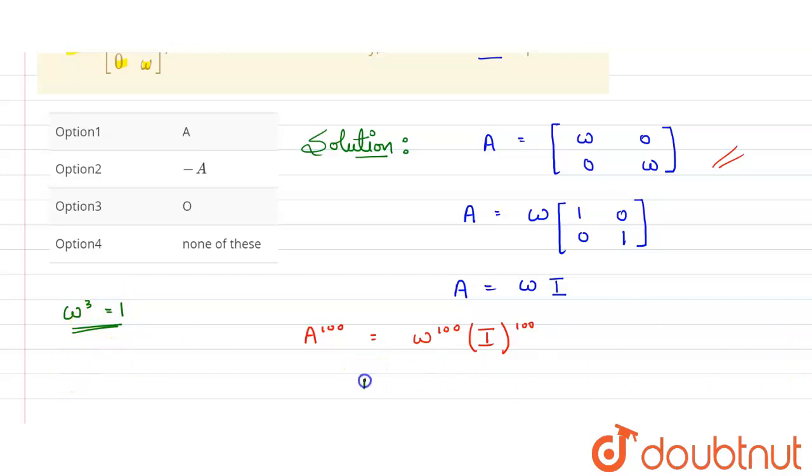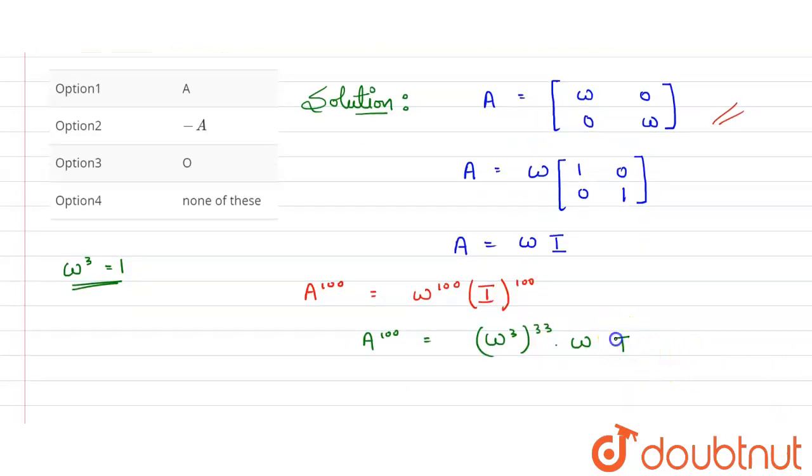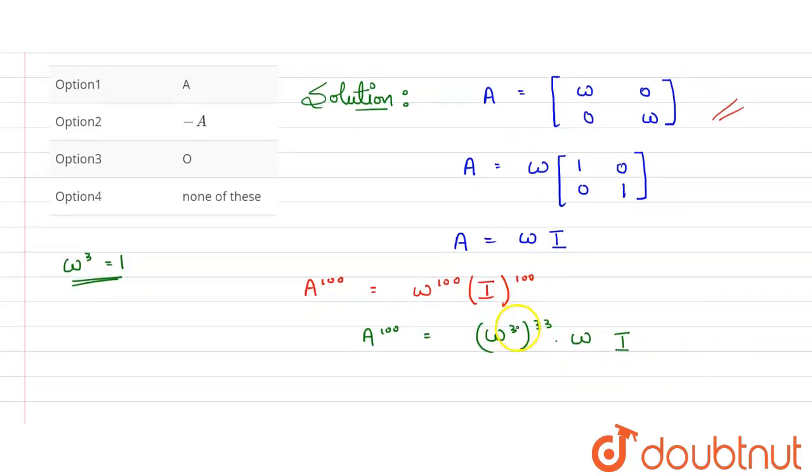So let's write this here. A raised to power 100 can be written as omega raised to power 3 times 33, and we need to multiply one more omega to make it 100. And identity matrix raised to power 100 is I itself. Look here, 3 multiplied by 33 is 99, plus 1 makes 100. All the thing is same. So it can be written as, as I said, omega cubed value is 1. So 1 raised to power 33 is 1 itself. So omega and I. This is the value of A raised to power 100.